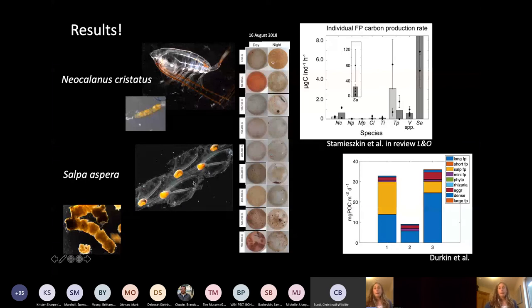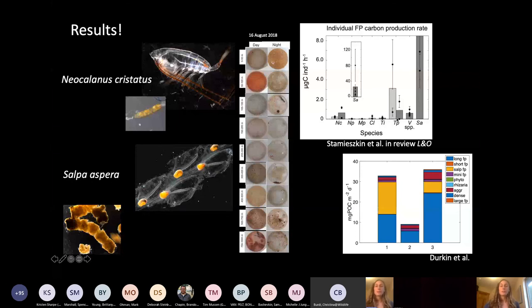And here we see them in this bucket here. So this is the 400 to 500 meter depth. And so during the day, they were migrating several hundred meters deep. And then at night, boop, they were coming up to the surface to feed. And they were producing these gigantic fecal pellets. And per individual, you can see on this plot, here's our Salpa aspera bar. Salpa aspera was by far, per individual, the biggest pooper that we saw.